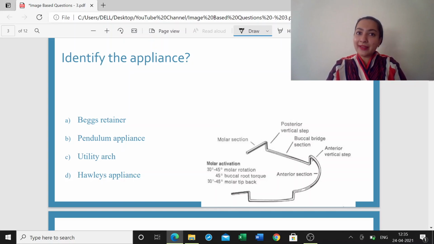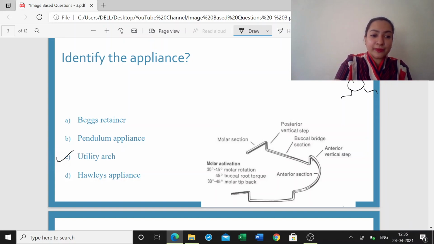Next, the pendulum appliance. As explained in the previous lecture, the pendulum appliance is used for distalization. How does it look? There is an acrylic component, and there are wires coming out from the acrylic component, and it is used for distalization. This thing which you see here is a utility arch.